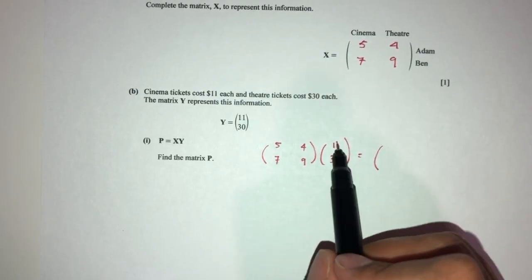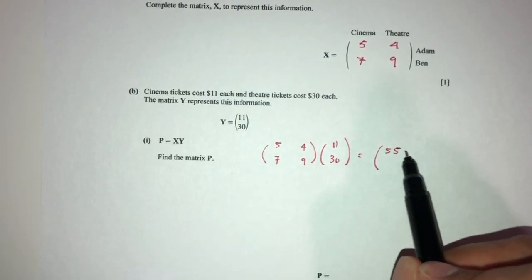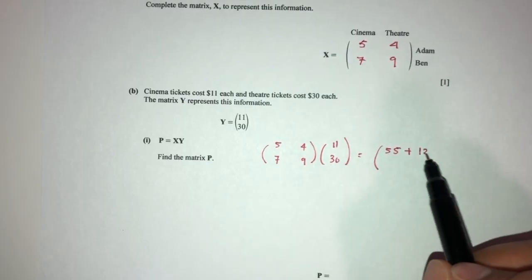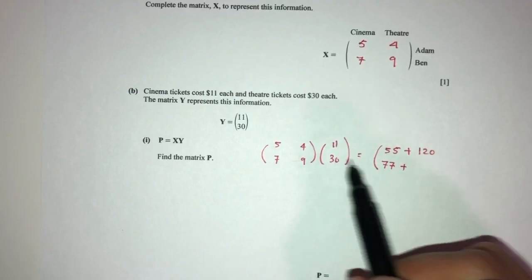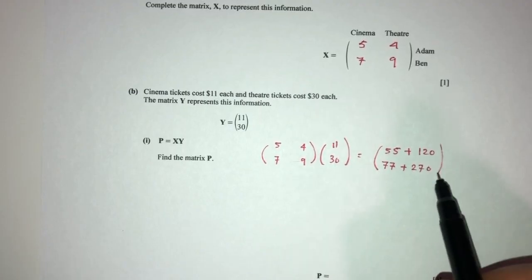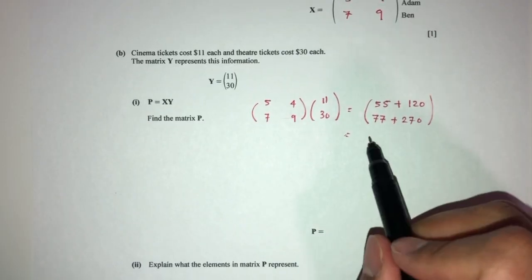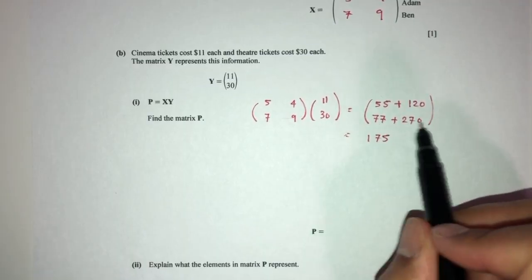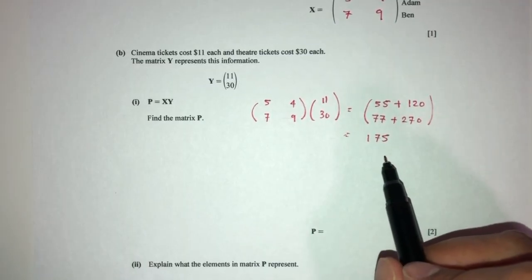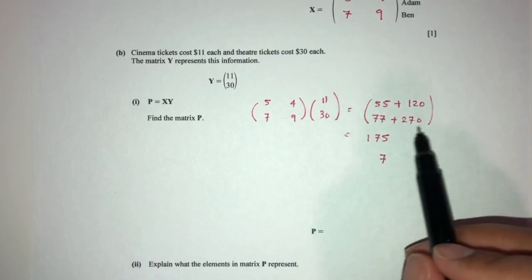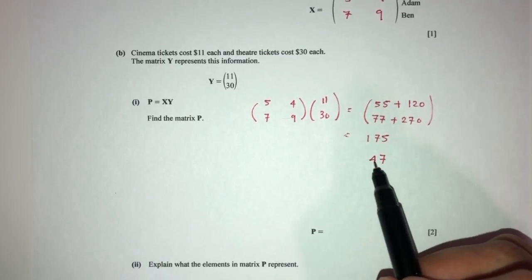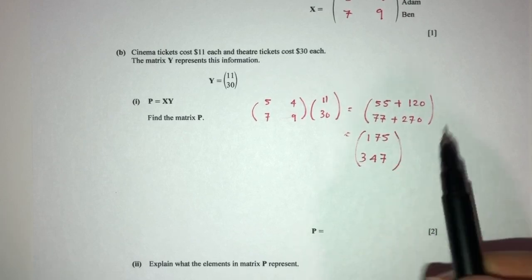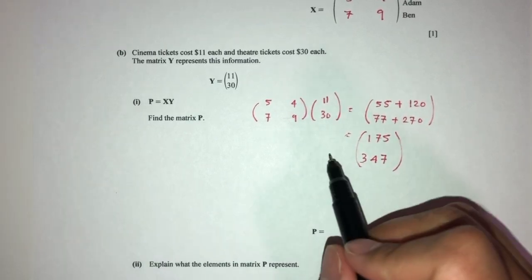Rows will be 5 times 11, which is 55, plus 4 times 30, which is 120. Rows by column, 7 times 11 will be 77, plus 9 times 30, which is 270. Simplify, you will have 175 and 347. That should be this, and this will be your answer for part B. P is this value.